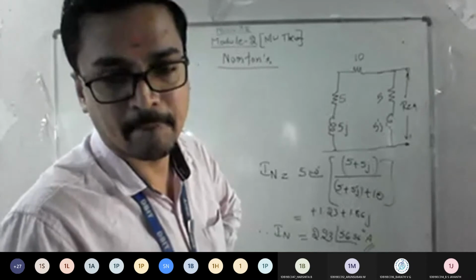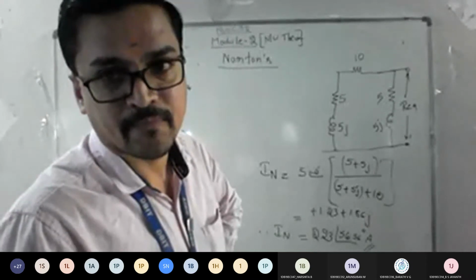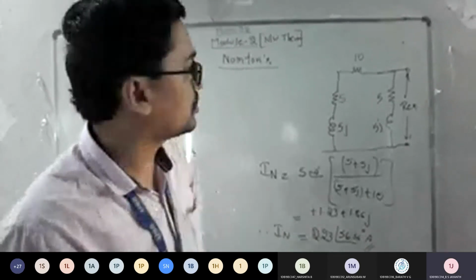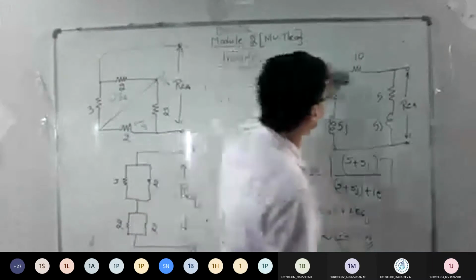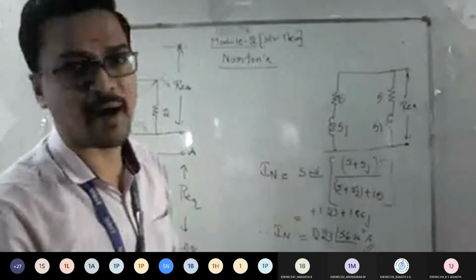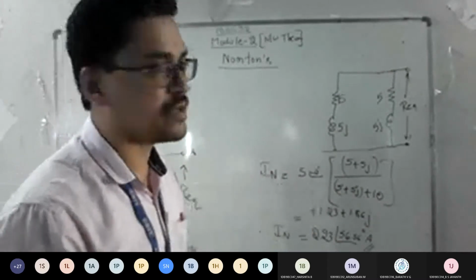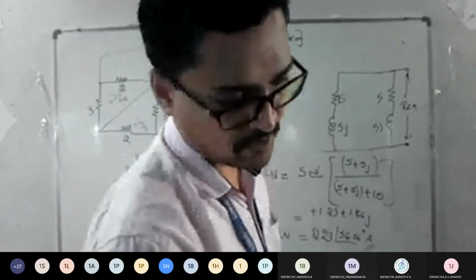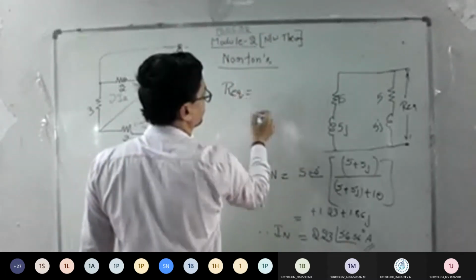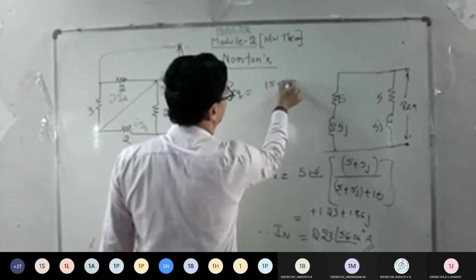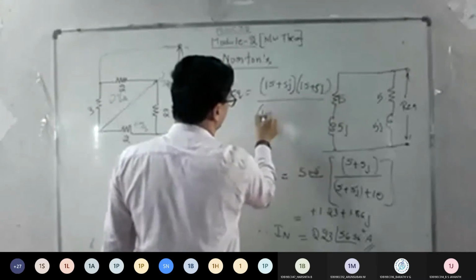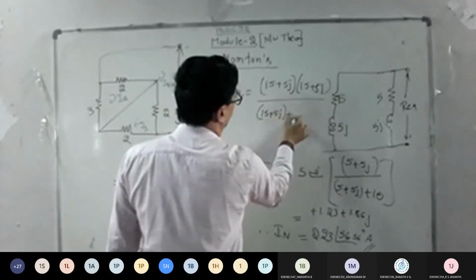Yes, sir. So this 10 and 5 become series, so I can get one answer of 15. Then these two are in parallel combination. So perform the parallel combination of these two and tell me the answer, R equivalent. R equivalent is equal to 15 plus 5J into 15 plus 5J whole divided by. Use complex mode and get the answer.